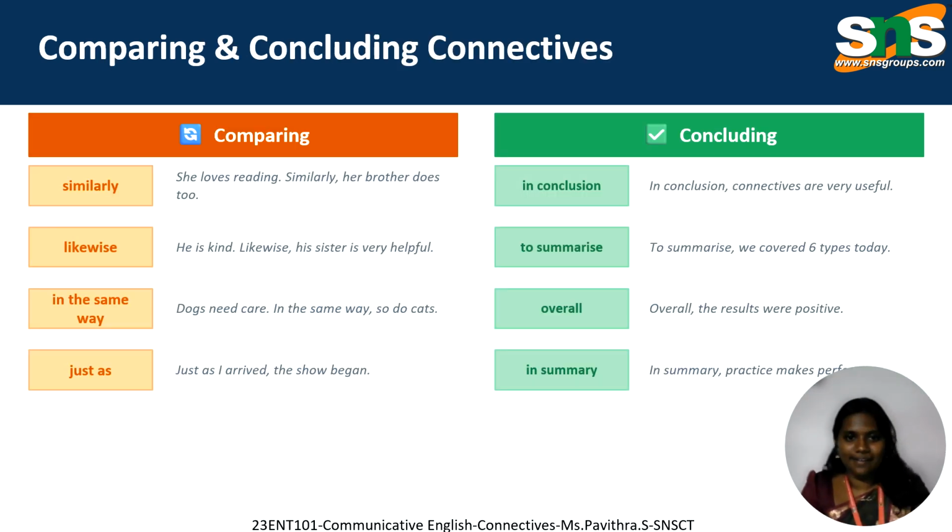We are almost there. Two more types to go: comparing and concluding connectives. Comparing connectives show that two things are similar. Similarly, she loves reading. Similarly, her brother does too. Likewise, he is kind. Likewise, his sister is very helpful. In the same way, dogs need care. In the same way, so do cats.